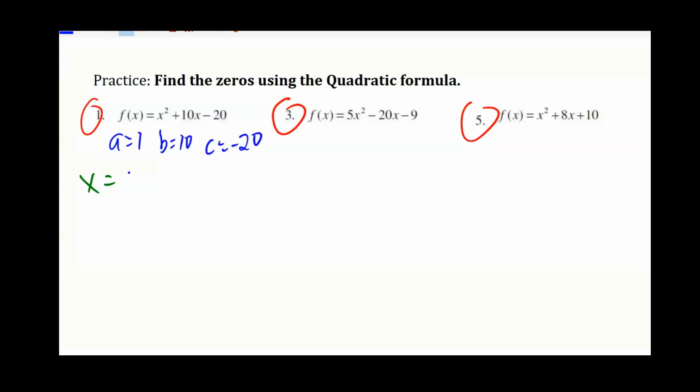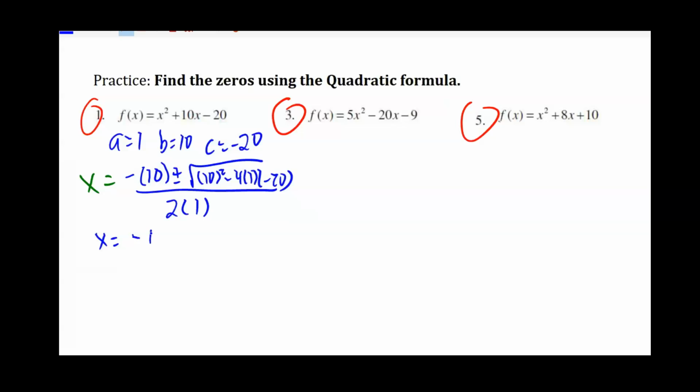Negative B, so negative of 10, plus or minus the square root of 10 squared minus 4 times 1 times negative 20, over 2 times 1. And then simplify, simplify, simplify forever. So negative 10 plus or minus the square root of 100 plus 80, 180, over 2. All right, 180, I need to simplify that. 180, 18, and 10. So I'm going back to old school stuff. Let's see. So 2 is a pair, 9 is a perfect square.